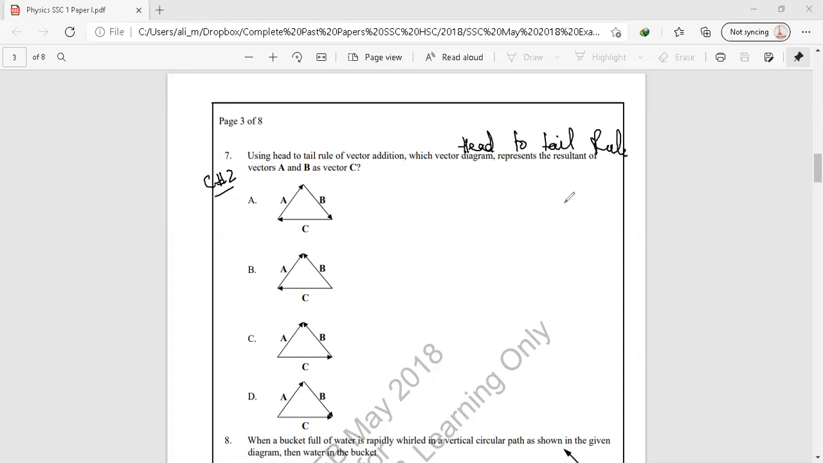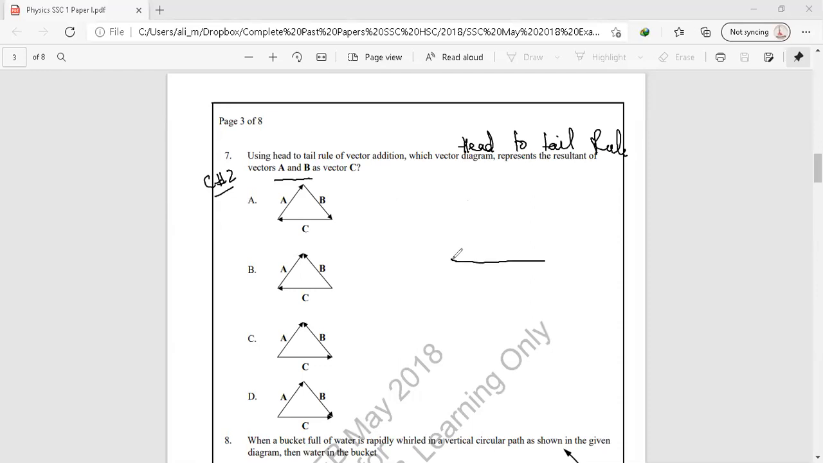सो हेड टू टेल रूल के अकॉर्डिंग हमारे पास ये एक सवाल मौजूद है. इस क्वेश्चन में हमें बताना है कि वी हैव टू वेक्टर्स ए एंड बी. इसको अगर हम वेक्टर एडिशन के थ्रू ऐड करें सो वी शुड गेट द रिजल्टेंट वेक्टर एज सी. सो विच ऑफ द फॉलोइंग डायग्राम इज द करेक्ट रिप्रेजेंटेशन ऑफ दिस स्टेटमेंट.